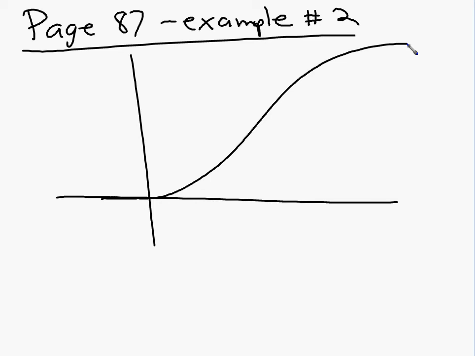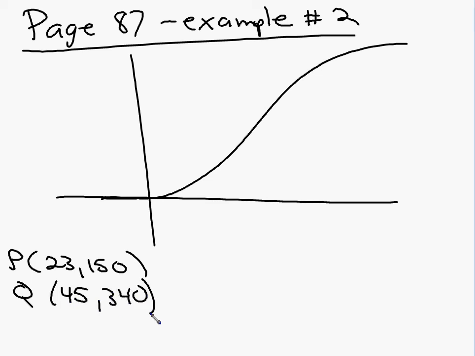Now, they say in example 2, use the points 23, 150, that is point P, and point Q is 45, 340. Use those 2 points in figure 2.27 to compute the average rate of change and the slope of the secant line PQ. Now this is one of those problems that has a lot of words, but really a very simple solution.